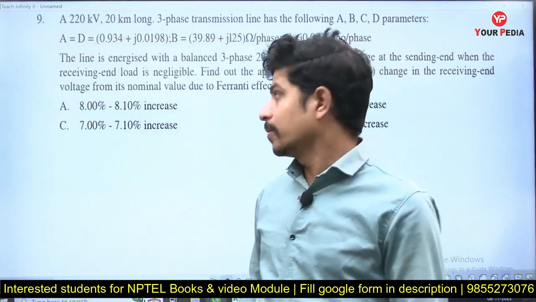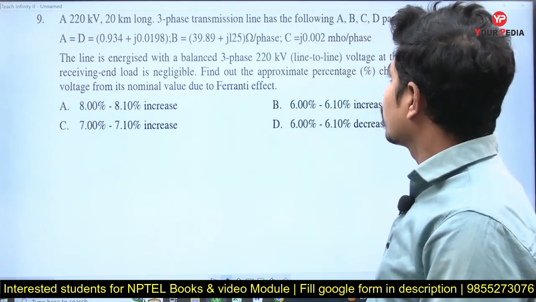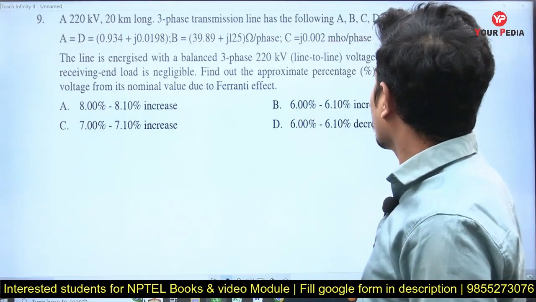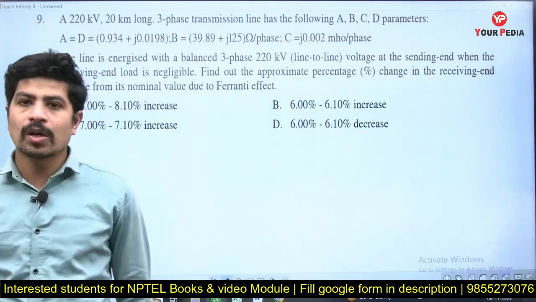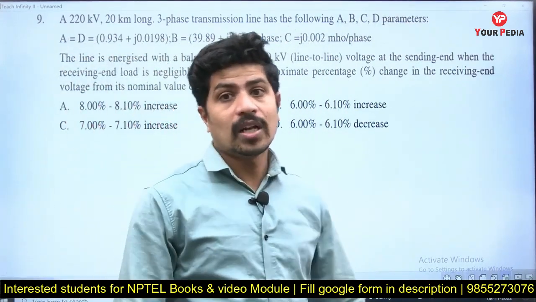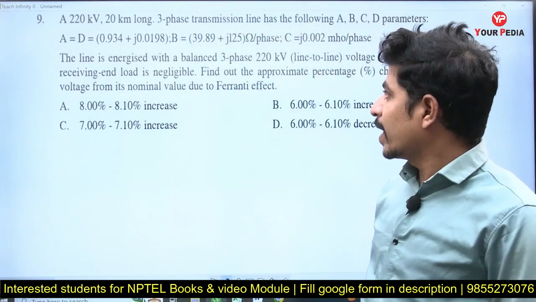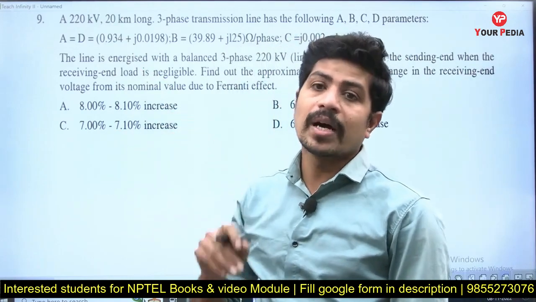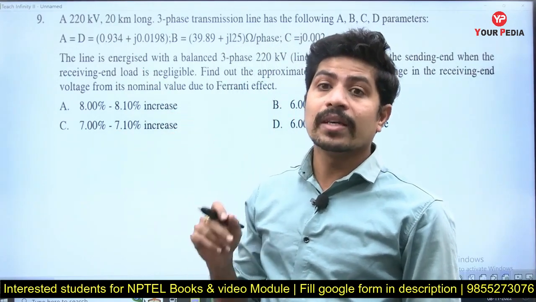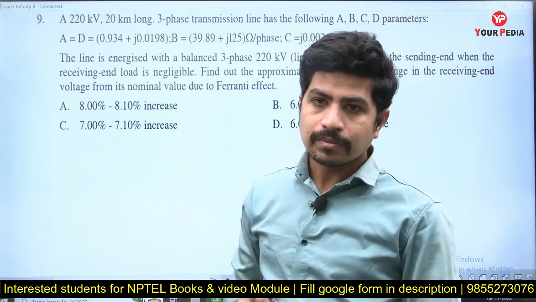Read the question carefully. What he is saying: a 220 kV 20 kilometer long 3-phase transmission line has the following ABCD parameters. He is saying that there is a 220 kV 20 kilometer long 3-phase transmission line. Now one must understand what that 220 kV is. Is that the sending end voltage or the receiving end voltage? By default, the given voltage in the data, if not mentioned, will be taken as receiving end voltage.